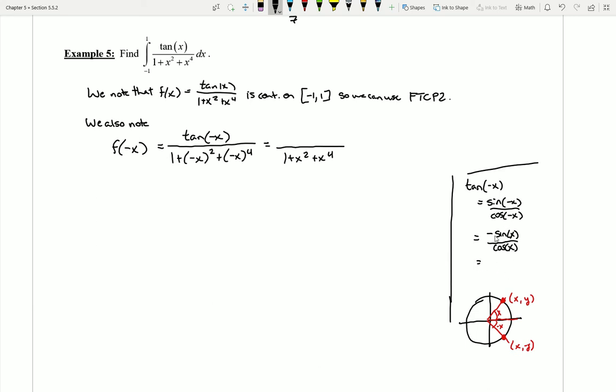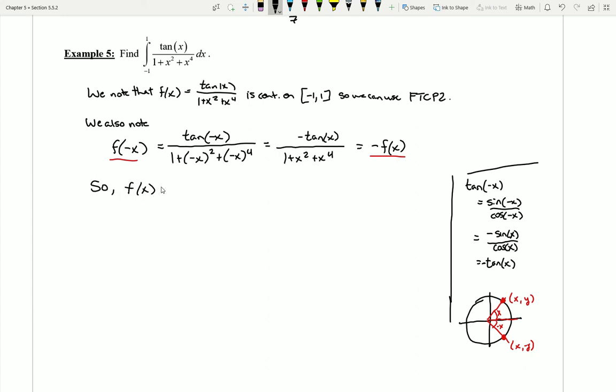So what this tells me then is that the tangent of a negative input is really going to end up being the negative tangent of x. So this makes the tangent function an odd function. And that means that the tangent of negative x is equal to negative tangent x. And from this, I can see that this is actually the same thing as my original function that I had at the start, but just being multiplied by a negative. And so this tells me that my whole function here is an odd function.